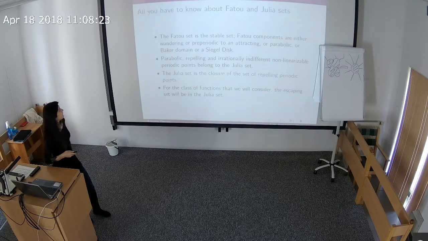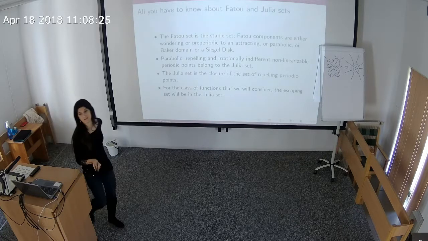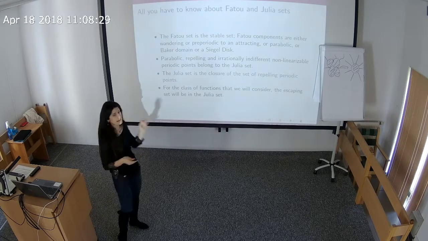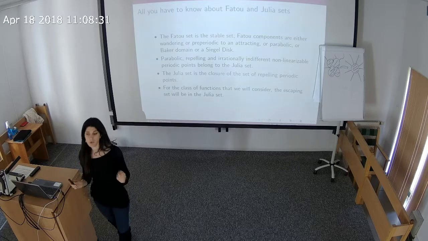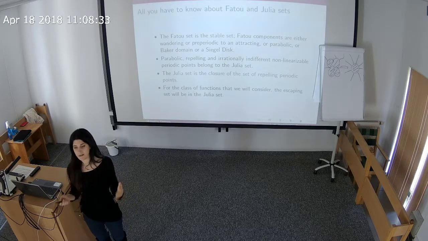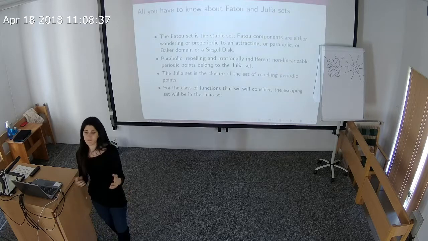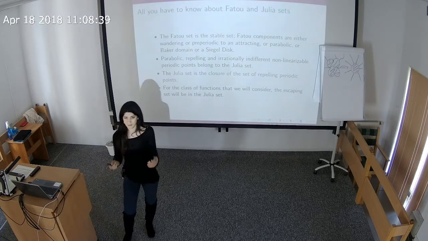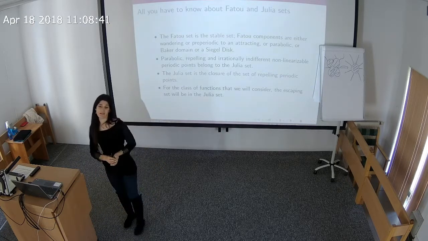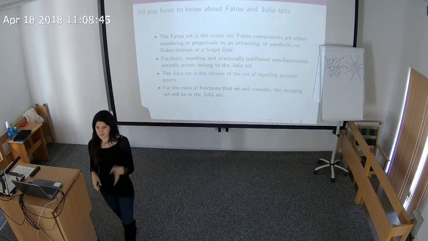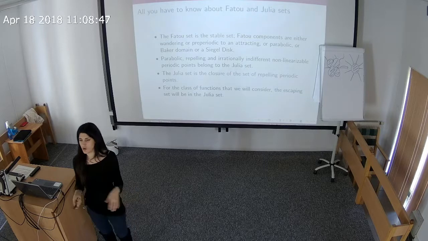So let me tell you a couple more words about the Fatou set and the Julia set. As we said, the Fatou set is the stable set, and it's very well understood in one complex dimension. When you study complex dynamics in one variable, the Fatou set, there is very little left to understand. Why? Because we have a complete classification of all the Fatou components that you can have for a transcendental entire function or a polynomial and even rational maps.